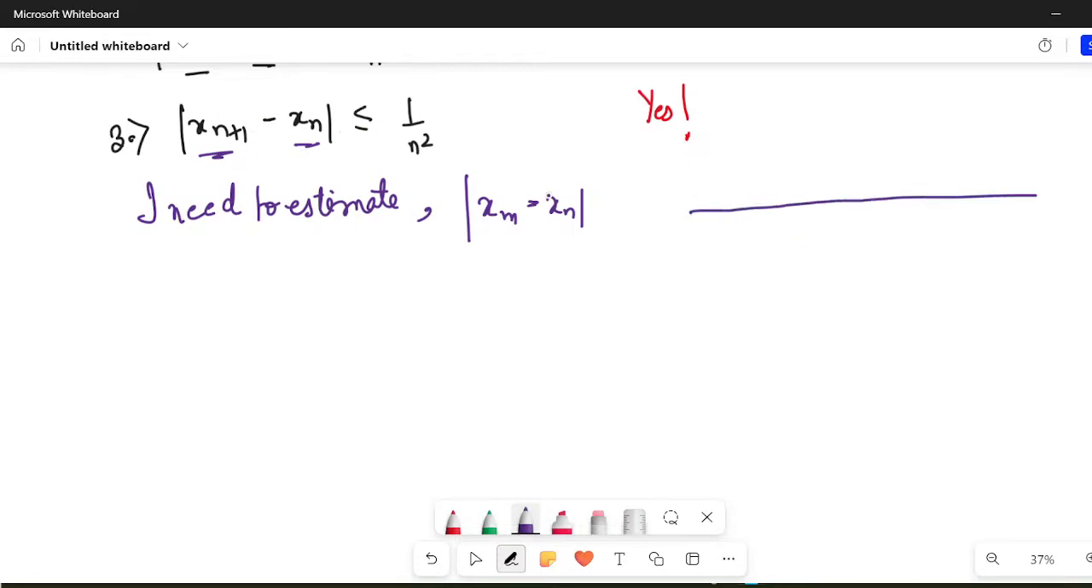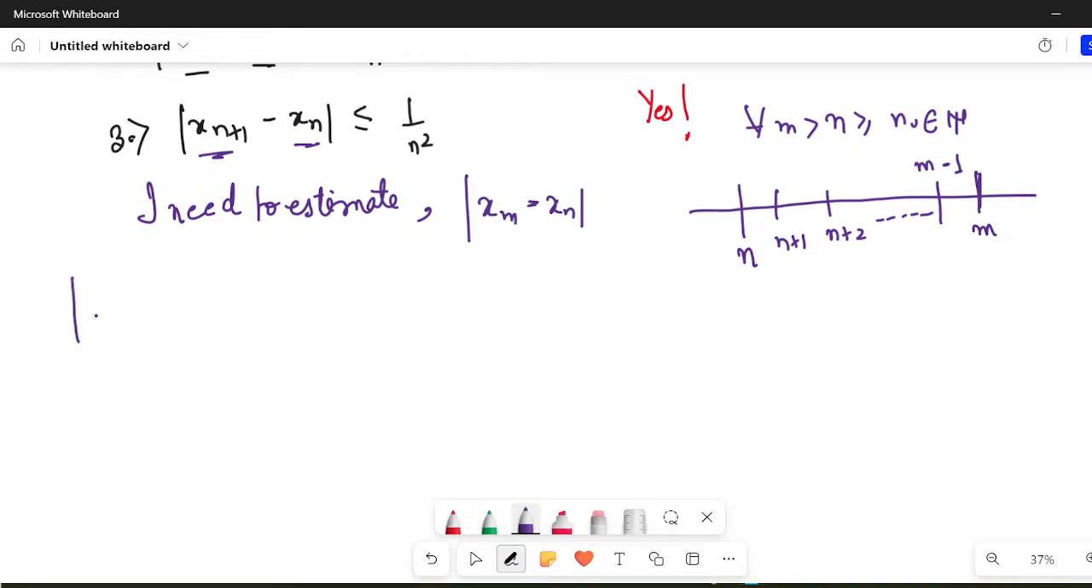So what I am going to do, and this I am evaluating for all m greater than n greater than or equal to some n naught belonging to natural. There is some m here, there is some n here, this would be n plus 1, this would be n plus 2, this would be m minus 1.